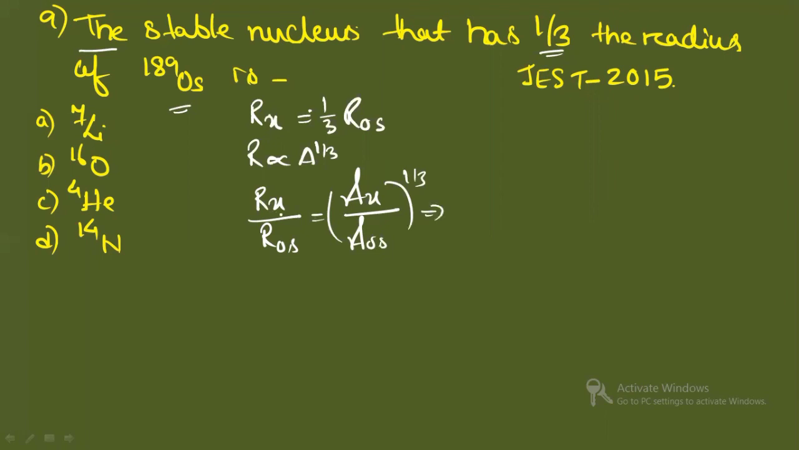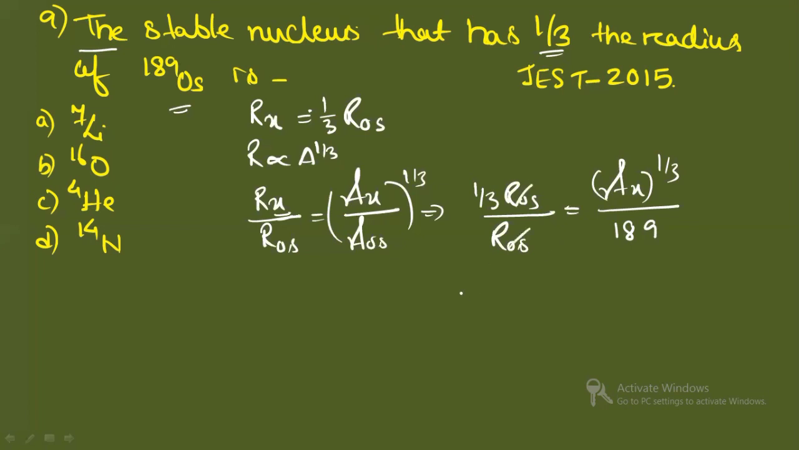Now if you see here, the radius of the stable nucleus was 1 by 3 of this one, and the denominator will be as it is. In the numerator you will have this, which you don't know, you need to find. And in the denominator you will see the mass number of osmium 189. Now, these two terms will get cancelled and you will have 1 by 3 equals Ax whole to the power 1 by 3 by 189, right?